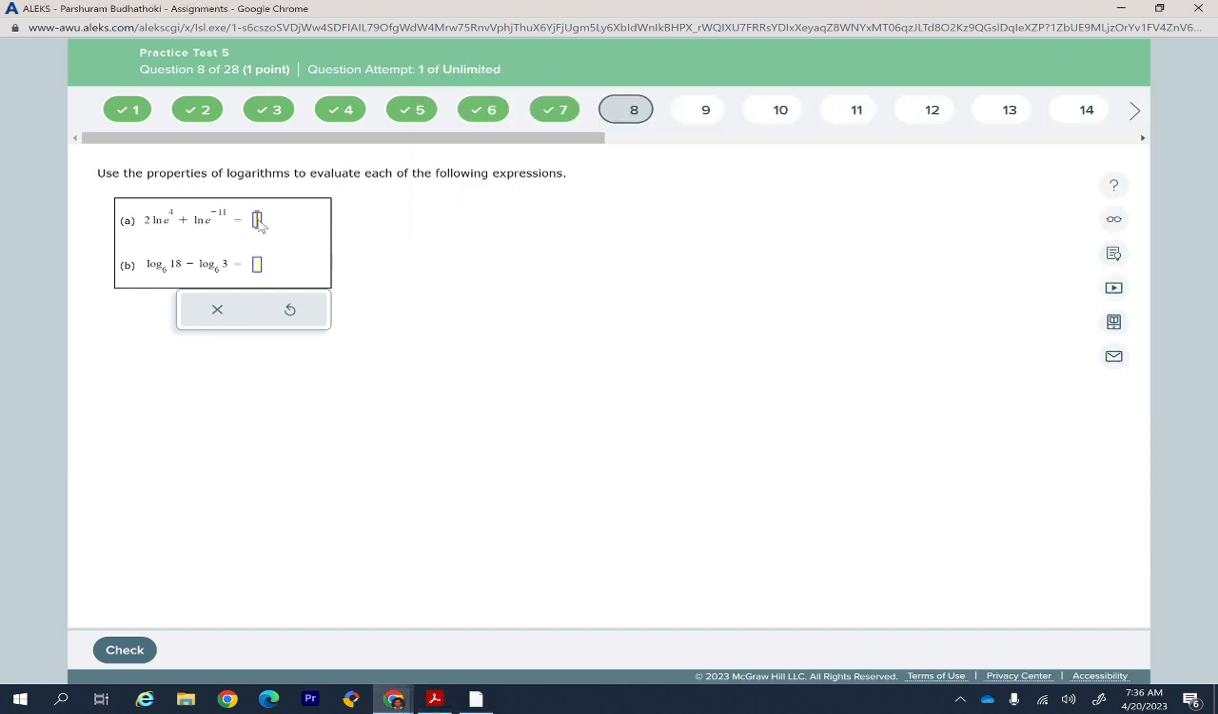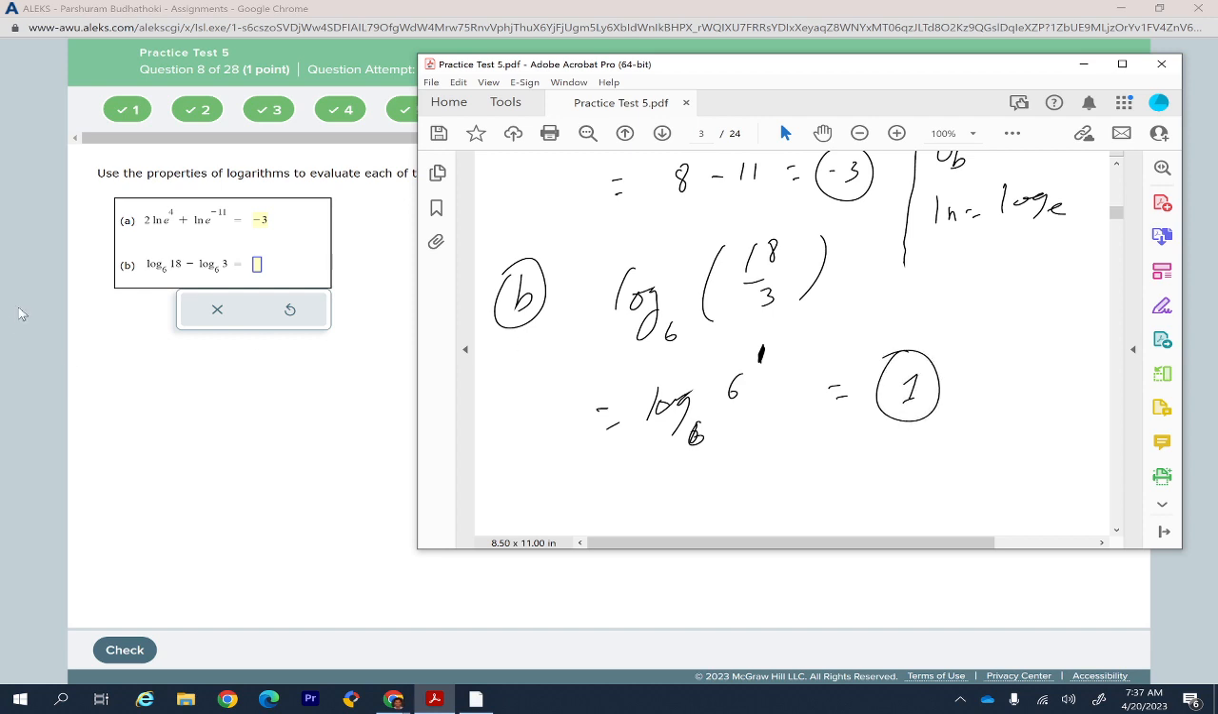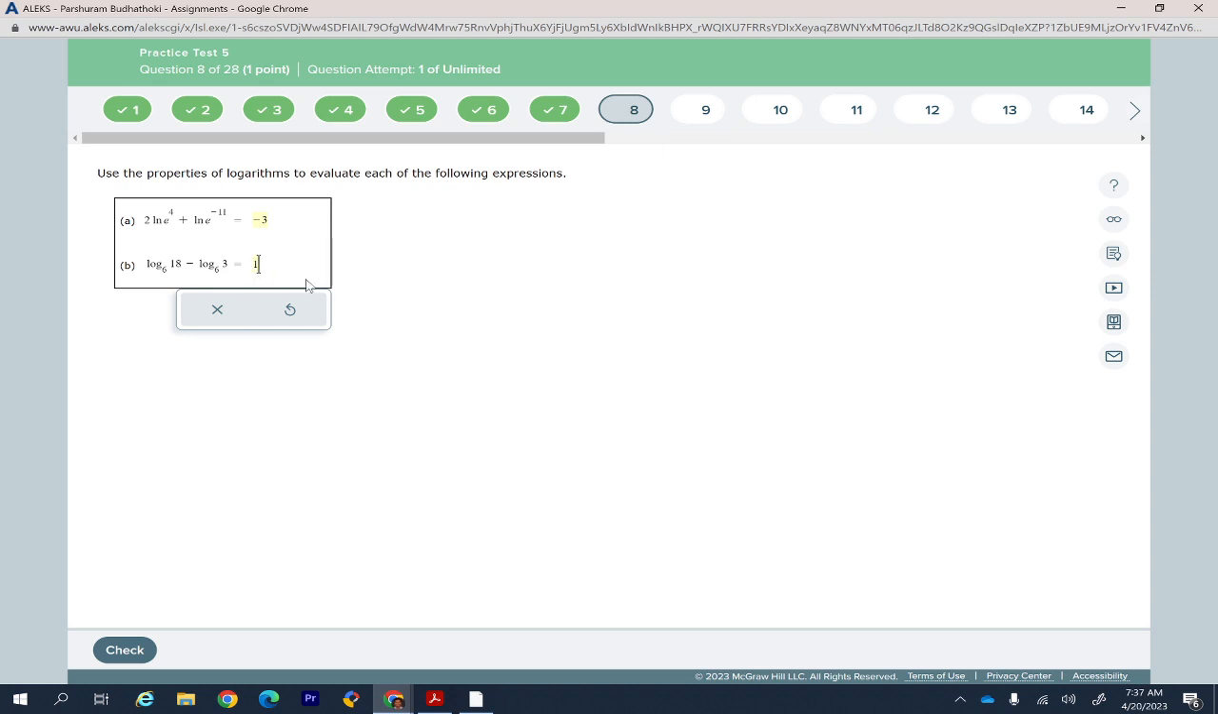So the first expression is negative 3. The second one, because it's a minus, it's a division. 18 divided by 3 is 6. So here it would be log base 6 of 18 over 3, which is log base 6 of 6, because 18 over 3 is 6. Because they have the same base, the answer would be whatever you have on the exponent, where in this problem there is nothing, which means there is 1. So the answer is 1.